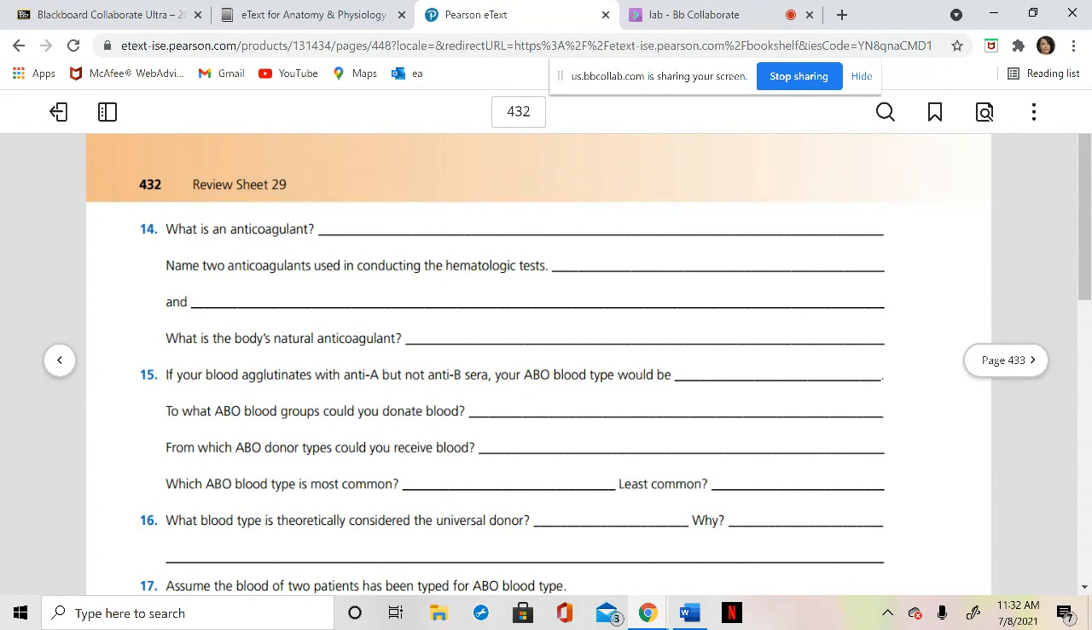Why is O negative always the universal donor? Because the red blood cells have no A, B, and rhesus antigens on the cell membrane, so therefore they reduce the chance of transfusion reactions, or agglutinations, or blood clumping, in contact with other blood cells.